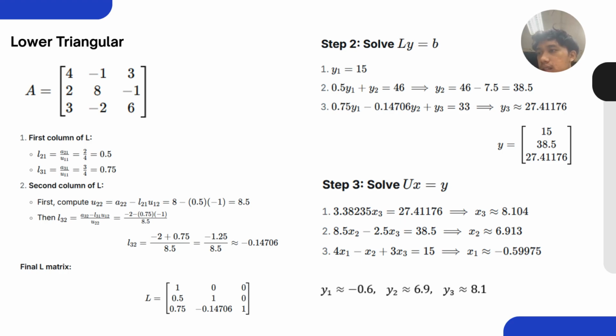Substitute y1 equals 15 into the equation, and then you get y2 equals 38.5. Then the third equation, 0.75y1 minus 0.14706y2 plus y3 equals 33. Then we substitute the values, and we get y3 is approximately equal to 27.41176.